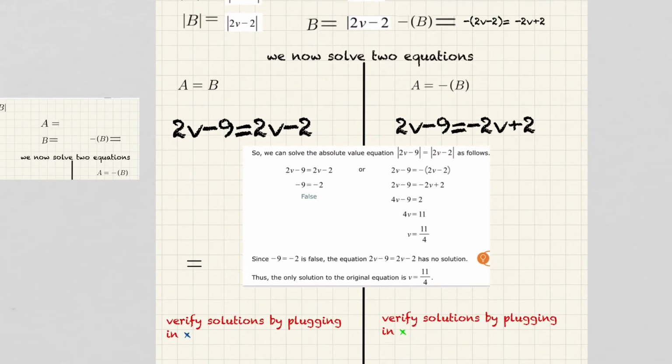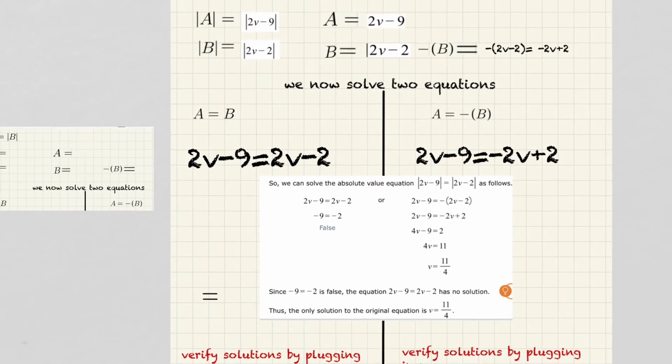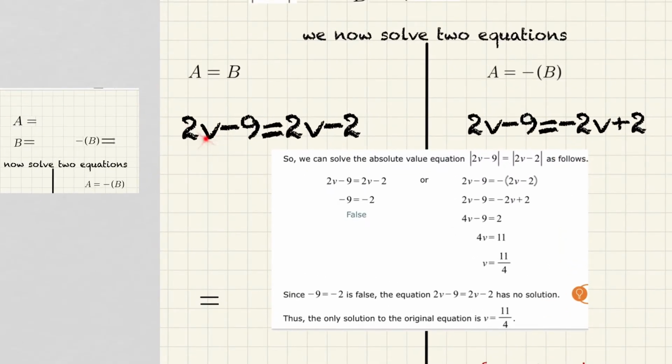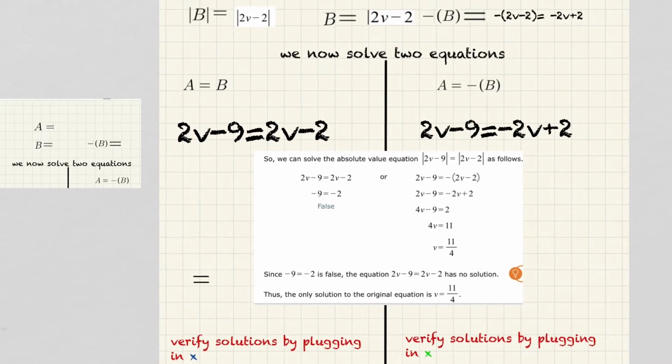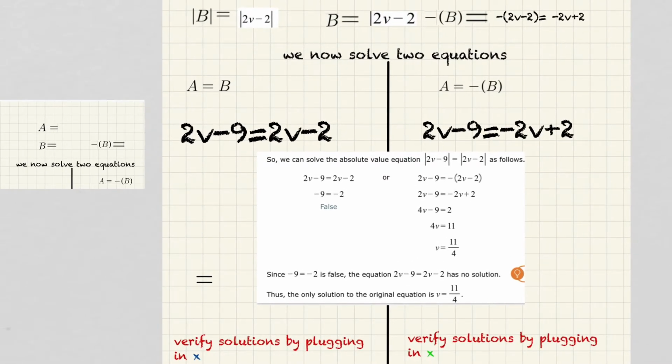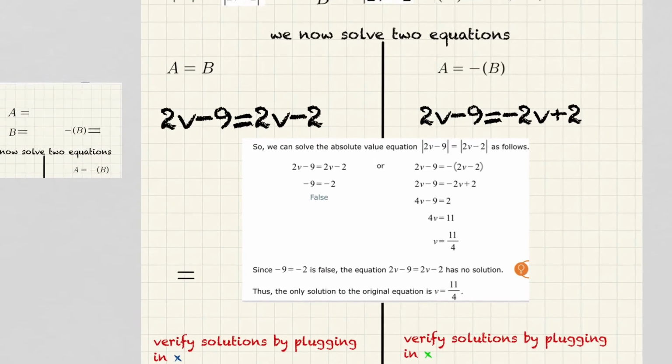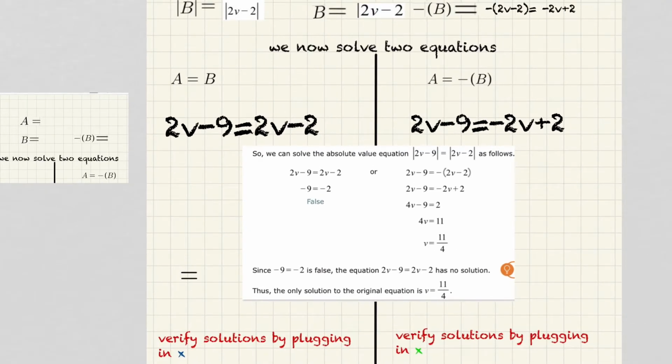So now I solve the two equations. We know A is 2v minus 9 and B is 2v minus 2. This is equation 1 without a negative distributed in. Equation 2 is 2v minus 9 equals negative 2v plus 2. So you solve those equations, and then you look to see if there's a solution, just like you would any equation, you solve for x.